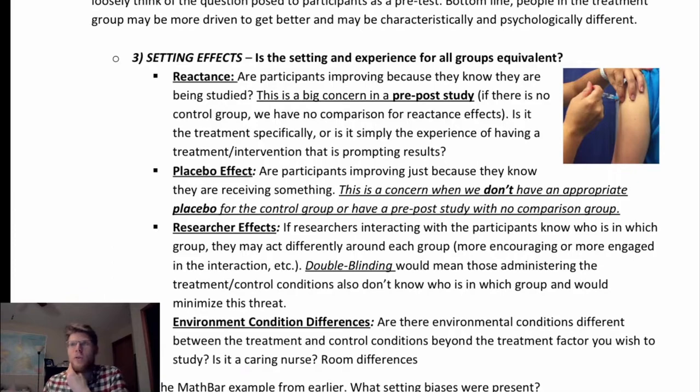And then just in general, other environmental condition differences. Like I said, different rooms, different temperatures, things like that could affect people's experiences beyond the intervention itself.